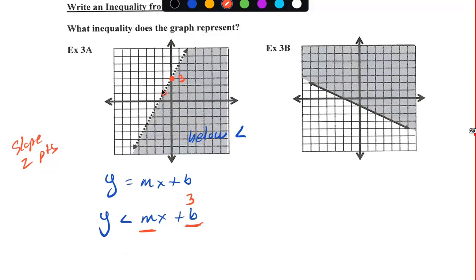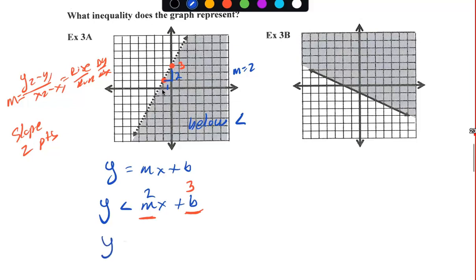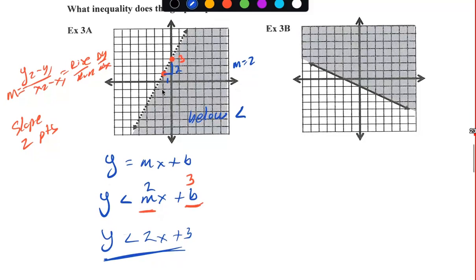You could do the slope equation, y2 minus y1 over x2 minus x1, or you could do rise over run, which is just the change in y over the change in x. So here, we ran 1 and we went up 2. So my slope is going to be 2. So we get y is less than 2x plus 3. All right, let's try to do the next one now.